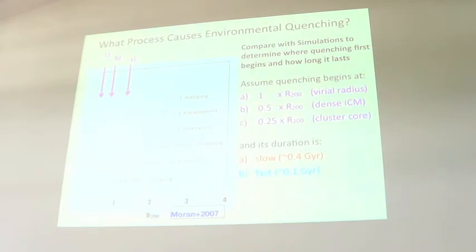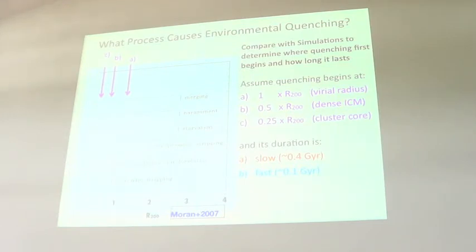Now we're going to play a little game. We're going to have a toy model. We're going to give ourselves three options. We're going to assume quenching begins at 3 different radii, and we're going to assume it can either be fast or slow. And then we're going to compare our observations to simulations, and see if we can learn anything. So we'll give ourselves 3 options. It's like the Goldilocks game here.